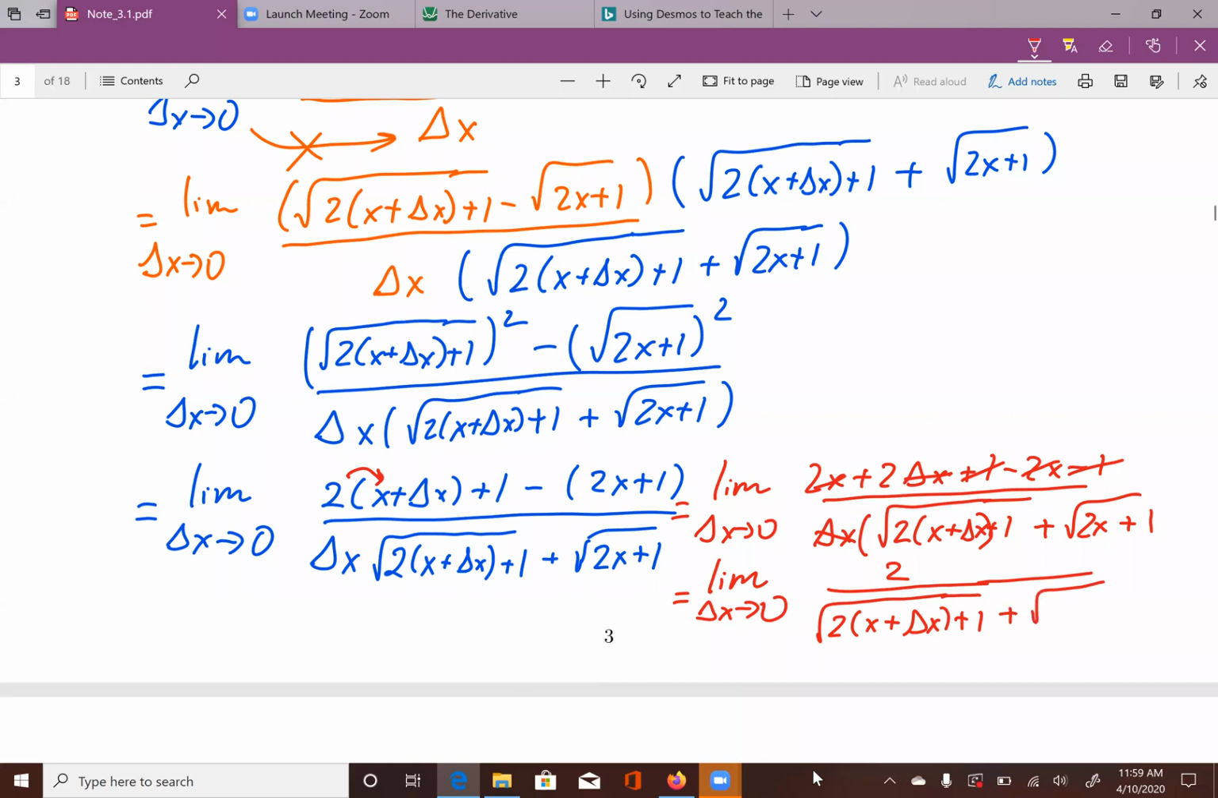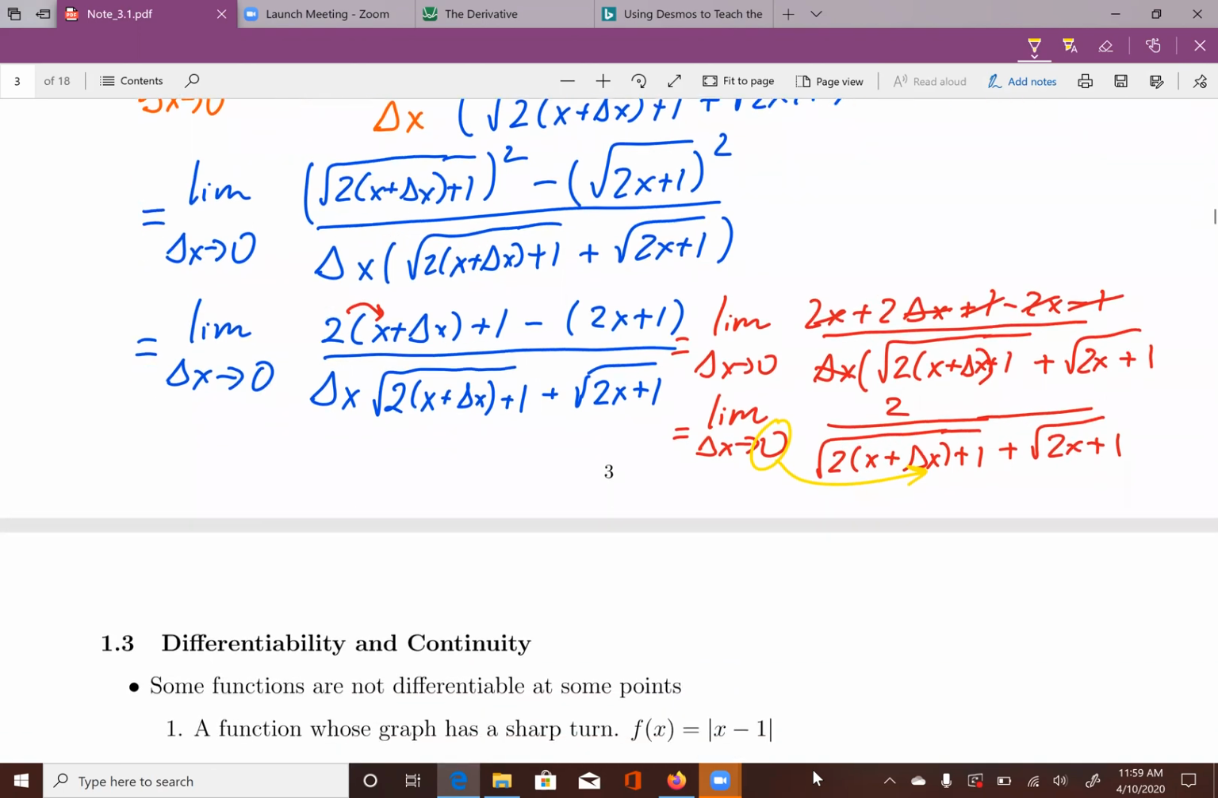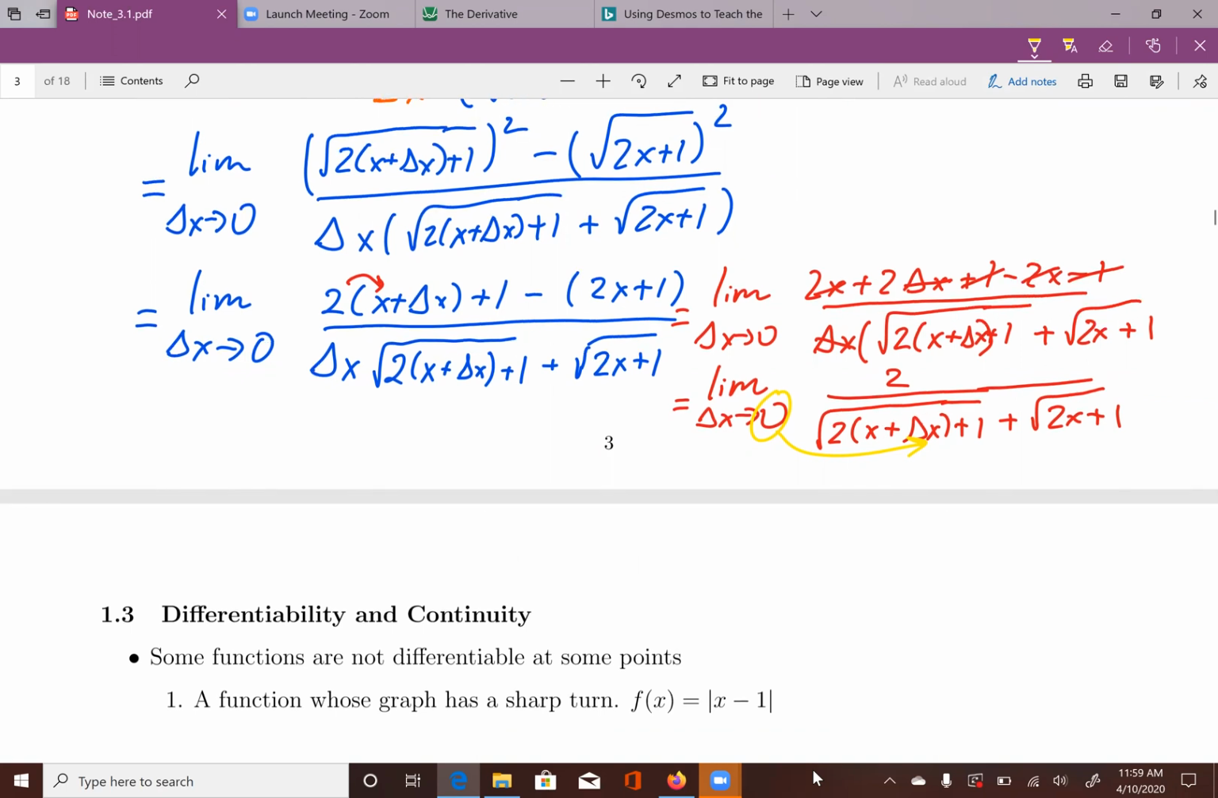plus square root of 2x plus 1. And then you can ask yourself, can I plug 0 into the delta x to find the limit? Yes, because it's not going to make the denominator equal to 0. So our answer should be 0 in here. I have to go over this a little bit. Let's go here.